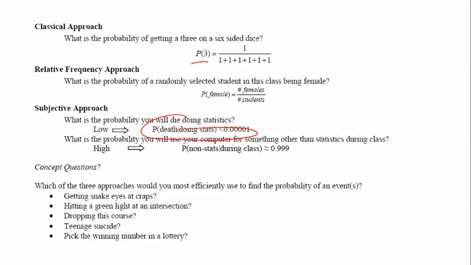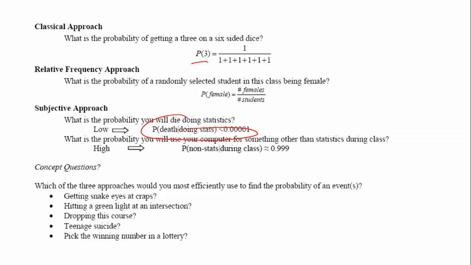Well, I really don't have any way to measure that from a classical or even a relative approach. But my intuition tells me that the probability of that happening is so low. And we could use a relative approach. We could go back in history and measure the number of times people have died while they were doing statistics, but I don't know that that's measurable, so we would assume that it's very low.